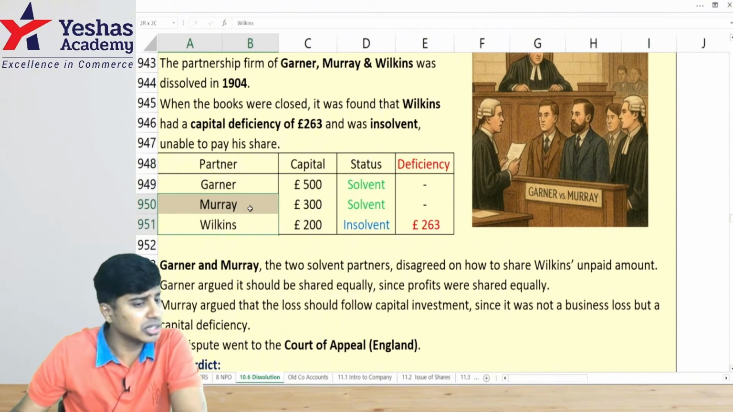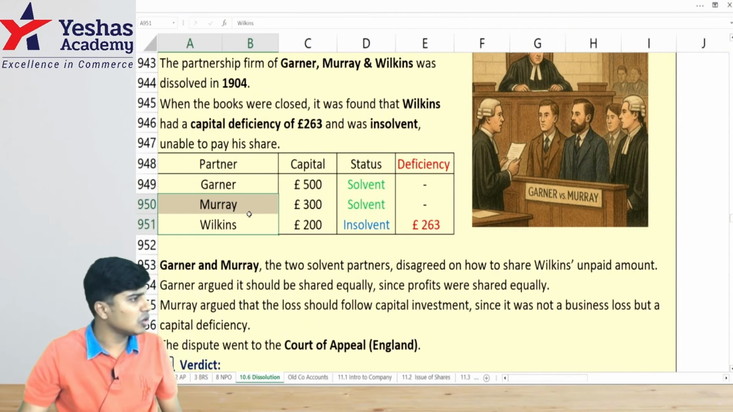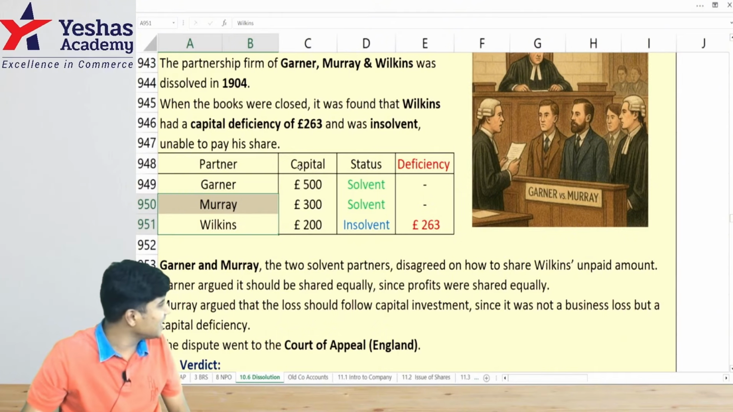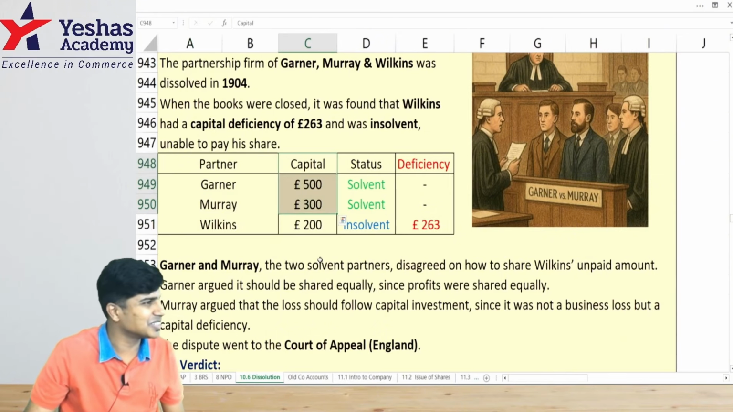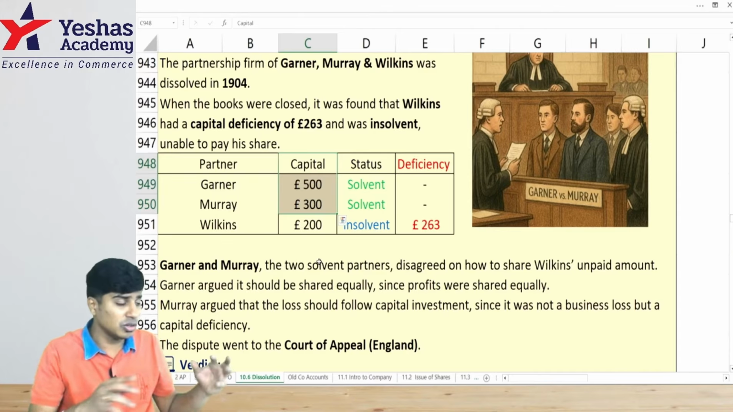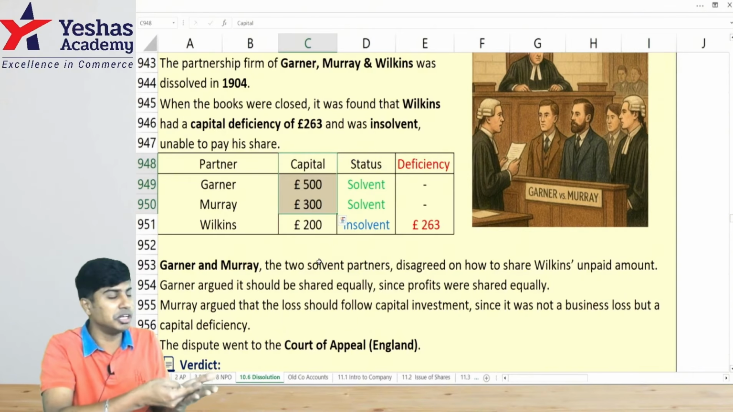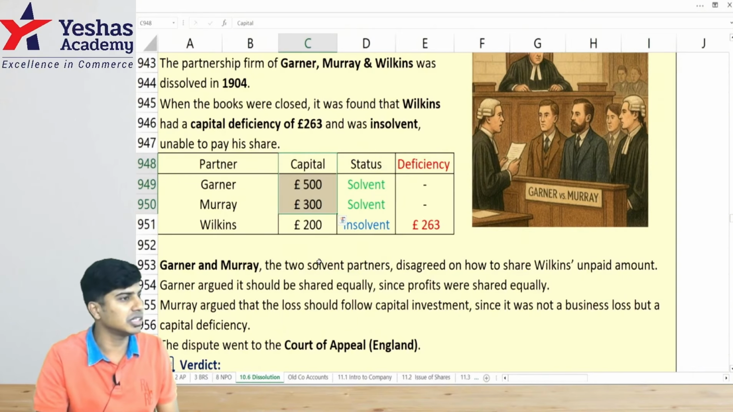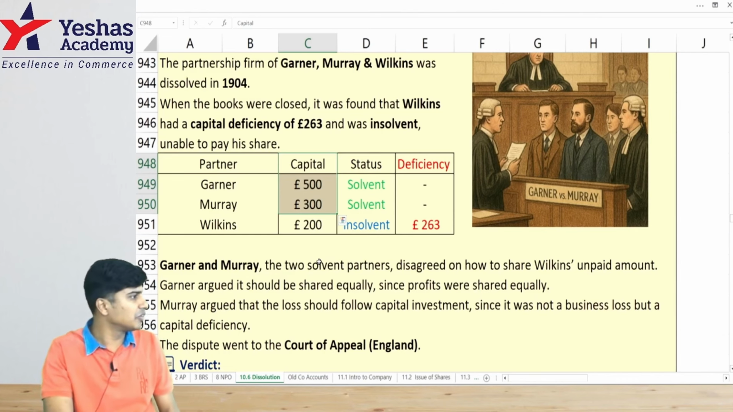Murray objects. This is not a revenue loss for us to share equally. Let's share in the ratio 5:3, the capital ratio. They both went to the lawyer. The lawyer looked into the partnership deed. The partnership deed did not say anything. The partnership deed was silent. Then the lawyer told them it is debatable. It can be 1:1. It can be 5:3.